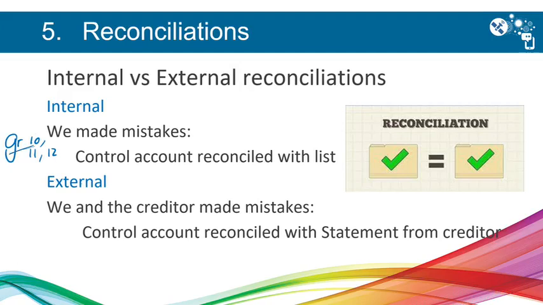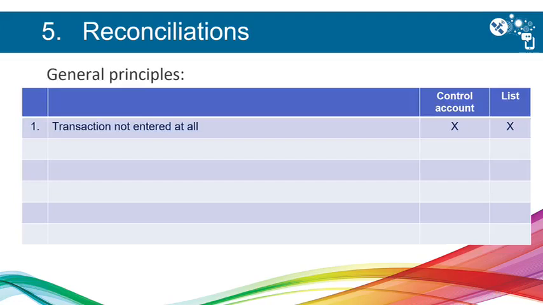External reconciliations is when we receive a statement from outside the business, from the creditor, and then we compare the statement from the creditor with our books, and then we see it's not the same, and then we start correcting mistakes. We decide, was this our mistake or was it the creditor's mistake? And this is what we're going to do in grade 11 and 12. So for this year mostly, we will only reconcile the control account with a list to get those the same. Some basic principles that you can remember.